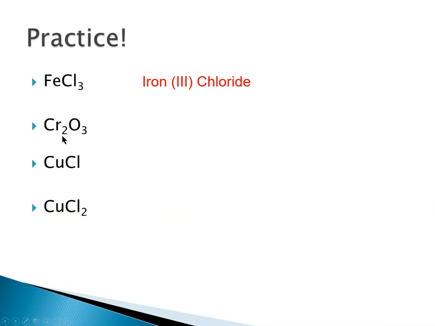For Cr2O3, I have 3 oxygen atoms here, and oxide ions always have a charge of -2. That means there's 6 units of negative charge, so I have to have 6 units of positive charge. Since there's 2 chromiums, each one has to have a charge of +3. So the name is chromium 3 oxide.